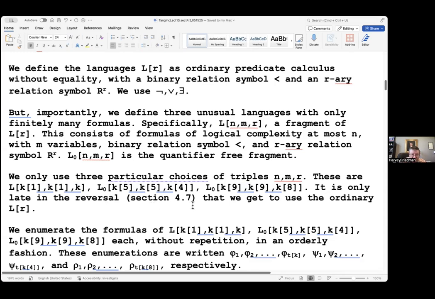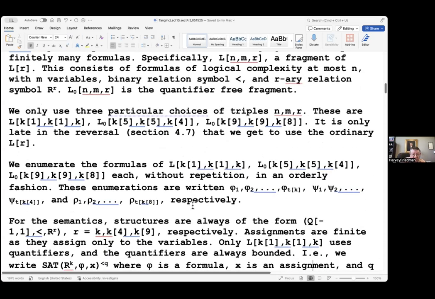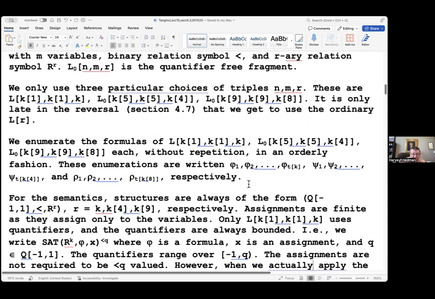It's only late in the reversal, section 4.7, which we already did because we're working backwards in the lectures on the reversal, that we get to use the ordinary L of R, because you need to build up a lot of machinery to be able to handle the full language. All right, so we enumerate the formulas of the languages we just described. And the enumerations are without repetition in an orderly fashion, i.e., a formula only appears after its constituents appear. It's just the obvious way you would want to do enumeration. And I'm very specific about it in the text. I just don't wave my hand and say do it sanely. I actually give it explicitly.